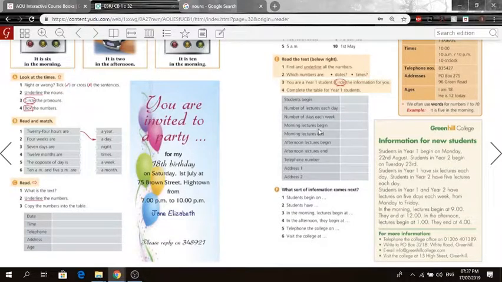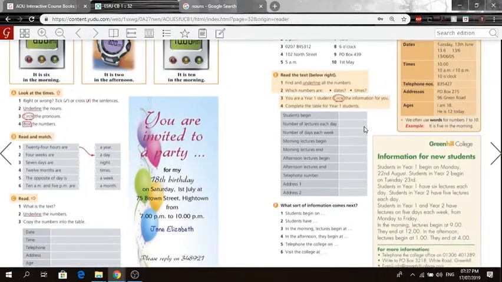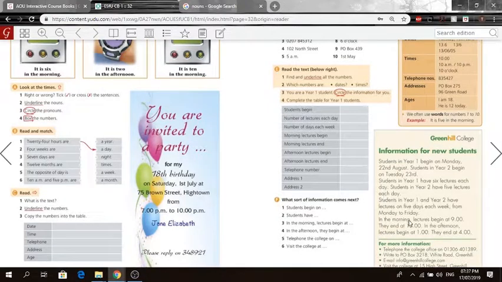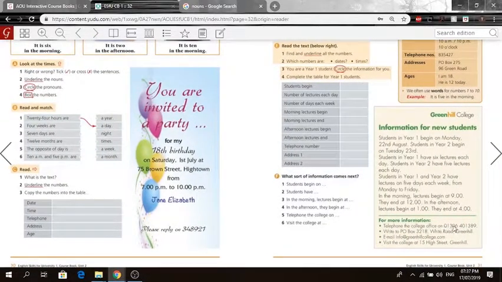Morning lectures begin, I think it said 9, right? Yep, 9. So morning lectures begin, you can just write 9 a.m., or you can write 9, whatever style you want to write it in. Totally up to you, okay? Morning lectures end at 12. Same thing, okay? Afternoon lectures begin. They begin at 1, and they end at 4, okay? Telephone number. Okay, let's go down here, and you can just write this long number here. Telephone number. Address 1. So address 1 is obviously the P.O.